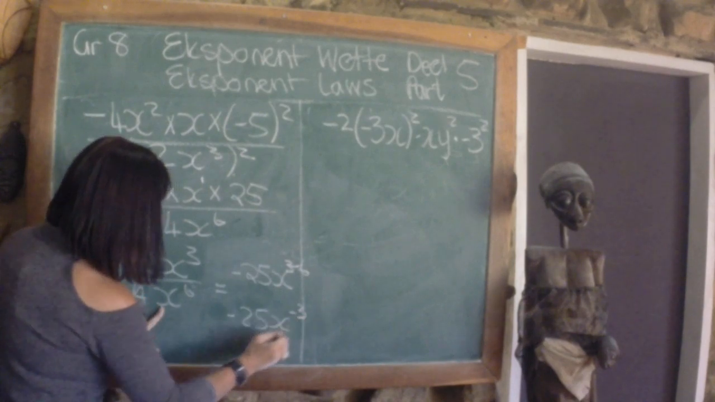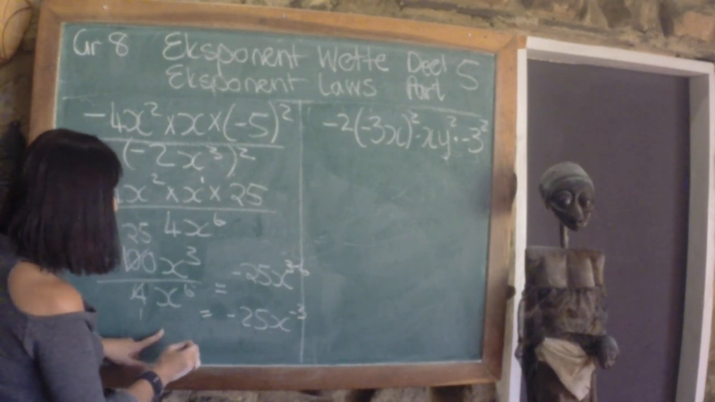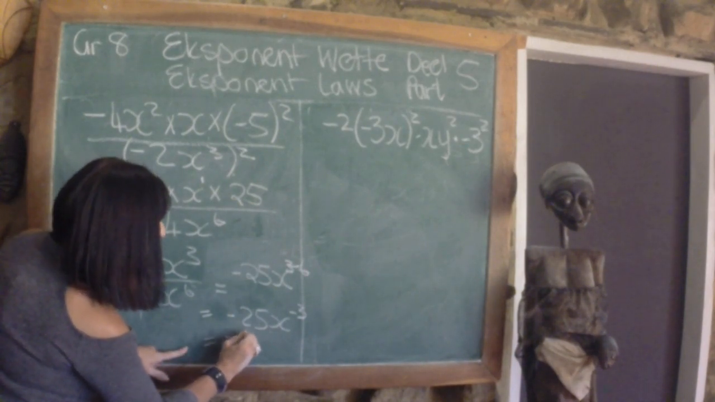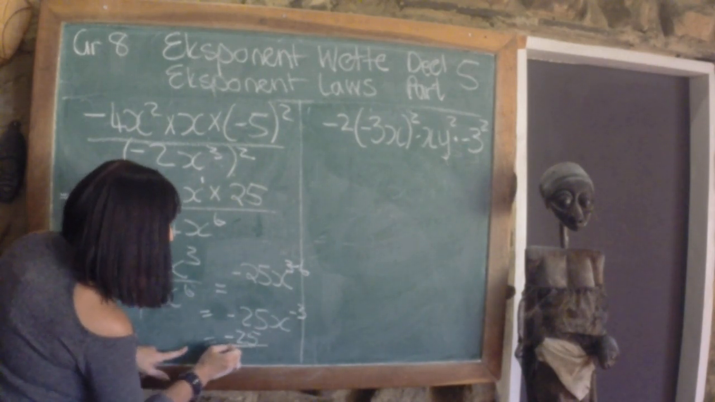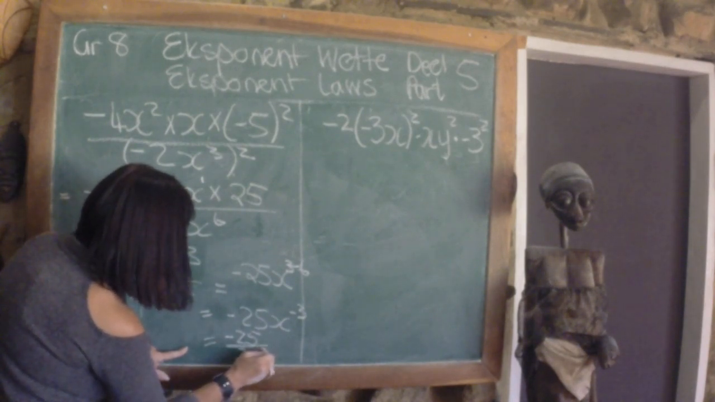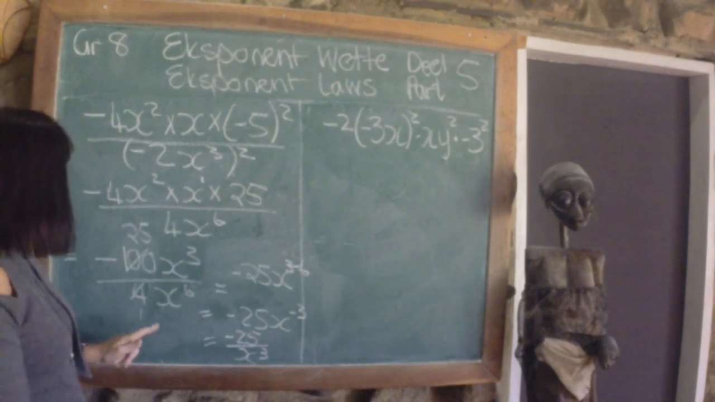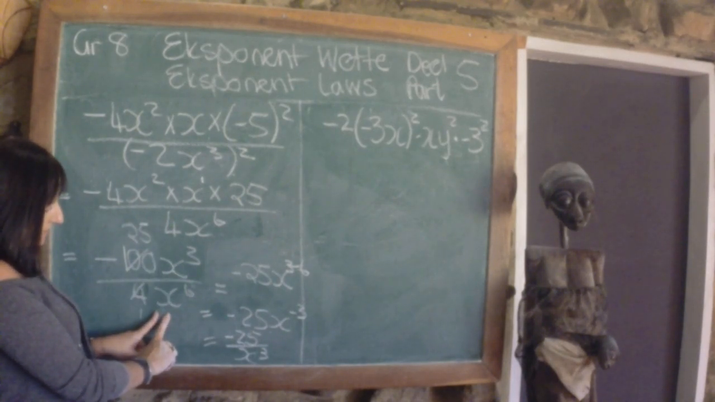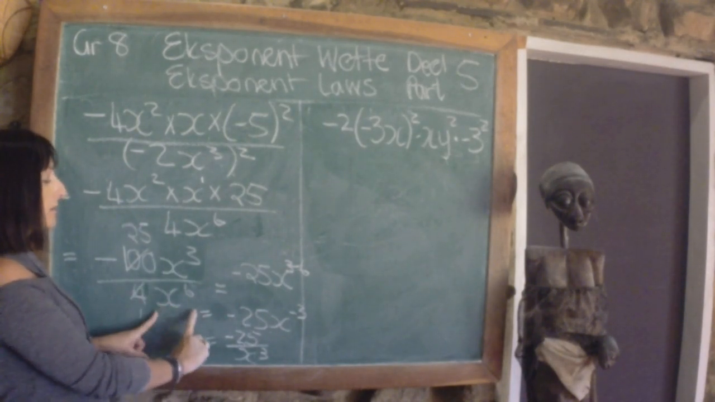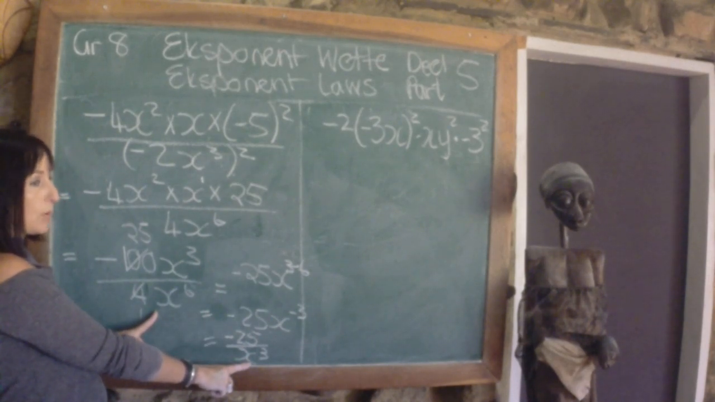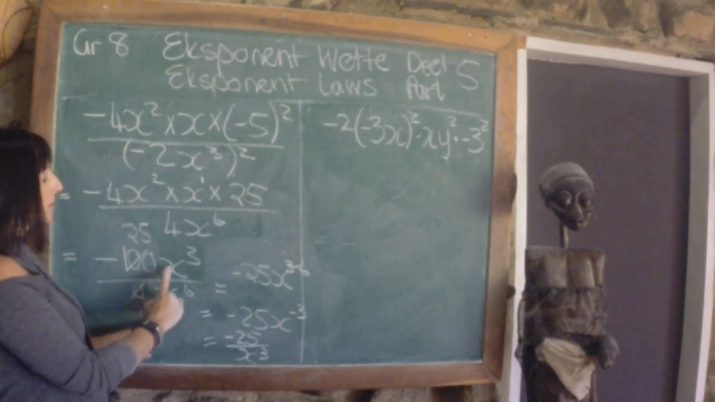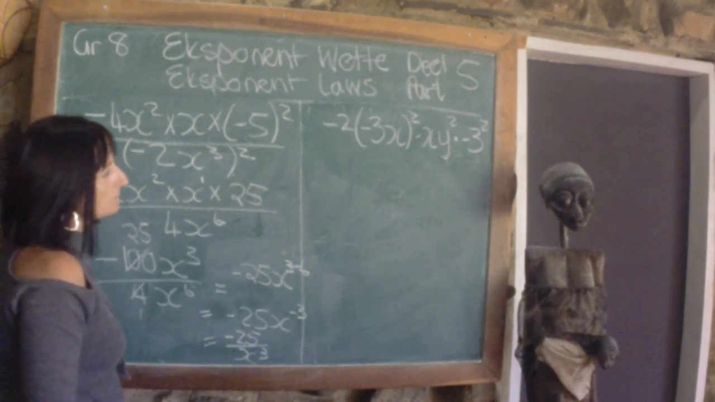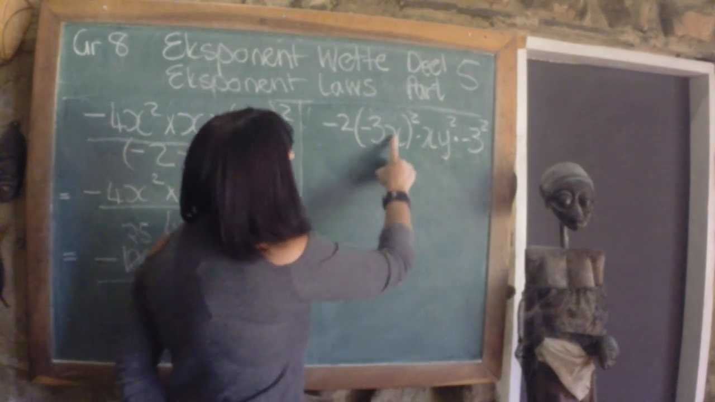If I want it positive, I take it underneath the division line, and my final answer is minus 25 on x cube. Ek kan ook sê, waar is die meeste x'e? There's more x's at the bottom as at the top, so there's only 3 left at the bottom. Onthou graad 8, die minus 25 bly bo. Let's look at this one.